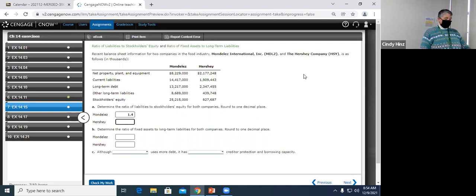I can't look at this number 1.4 and say, is Mondelez highly leveraged? Because as we said on Tuesday, well, compared to what? Highly leveraged compared to what? And so we're going to do the same calculation now for Hershey. If you haven't already done that, go ahead and do the calculation on your own for Hershey. Add all three pieces that make up their liabilities. And then divide by their total stockholders' equity. And round to 1 decimal place.